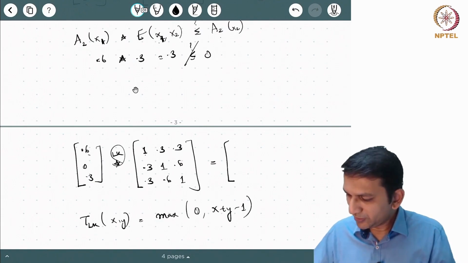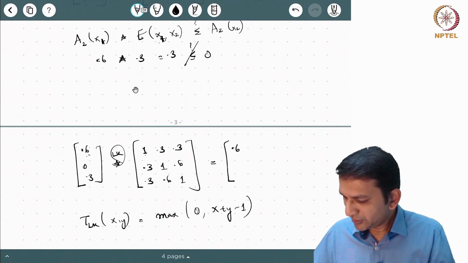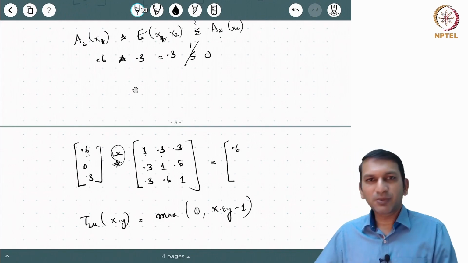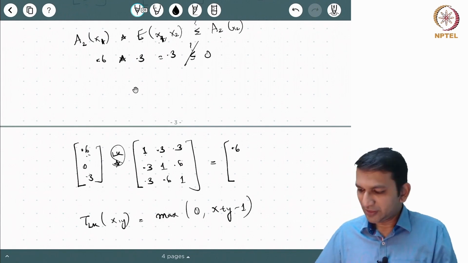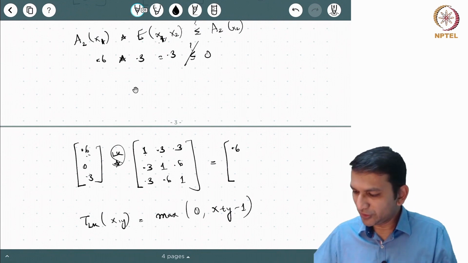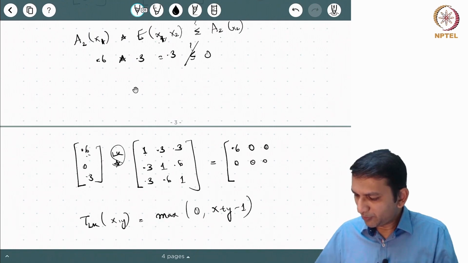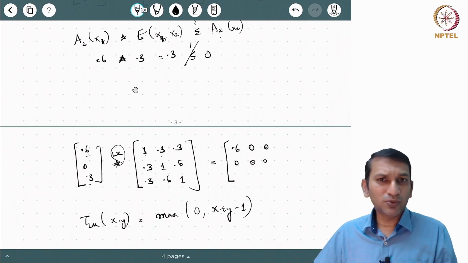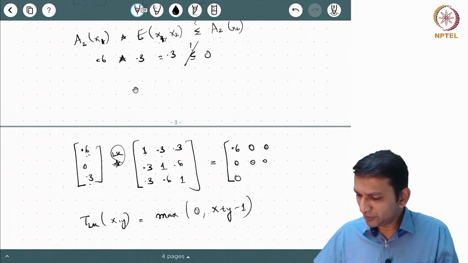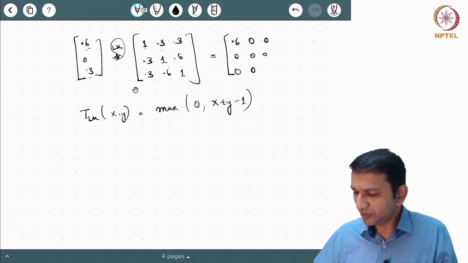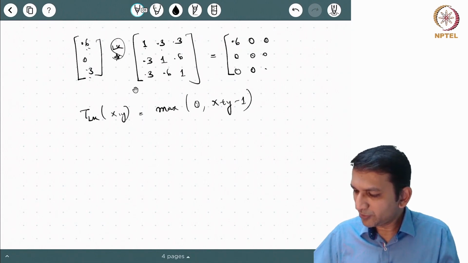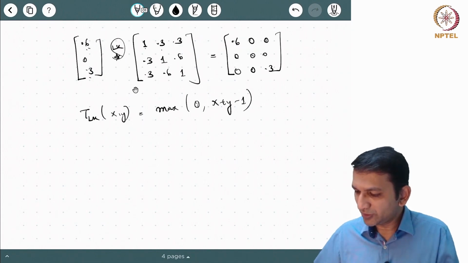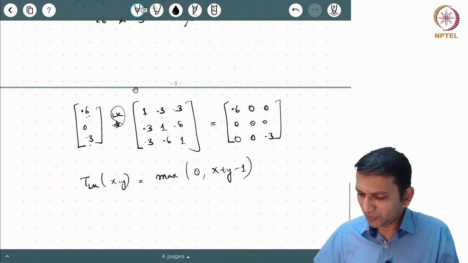Now 0.6 and 1 is 0.6. 0.6 and 0.3: 0.6 plus 0.3 is 0.9, minus 1 is negative, so it is 0. Once again 0.6, 0.3 will be 0. 0 will always be 0. 0.3 and 0.3 is 0.6 minus 1 is minus 0.4, which means it is 0. 0.3 and 0.6 is 0.9, which is less than 1, means 0. And finally 0.3 and 1 is 0.3. So this is what we get.